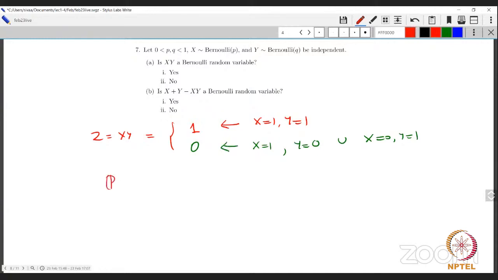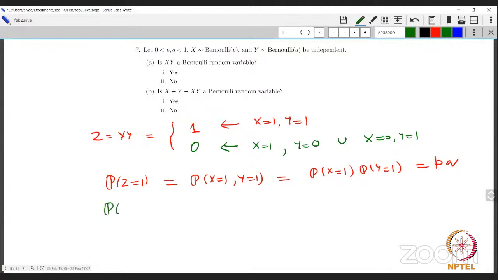So now probability z equal to 1 is equal to what? It is the chance that x equal to 1 and y equal to 1. That's the same as probability x equal to 1 times probability y equal to 1, and that's just pq, because x is Bernoulli p and y is Bernoulli q. Maybe you misunderstood both as p. That's probably why I said p squared. One is q and one is p. Right? So z is Bernoulli. You can check probability z equal to 0 will be the reverse, it'll just be 1 minus pq.